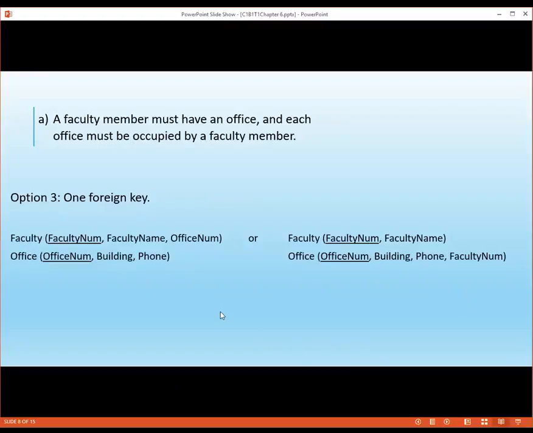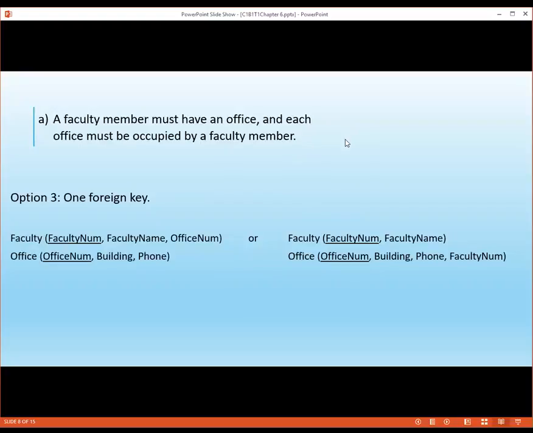Option 3 is 1 foreign key. So it's similar to option 1, except we're having a little less duplication. So we have 2 possibilities here. Our faculty table could have the foreign key, or our office table could have the foreign key. Either way, this is a one-to-one relationship, and I'd be technically answering the question of Part A correctly.